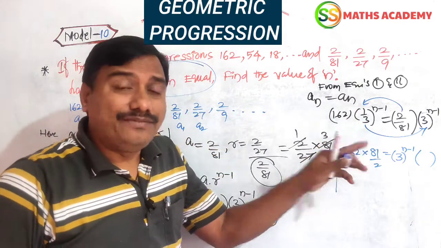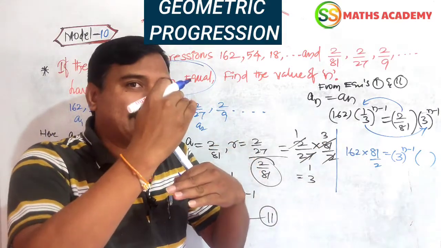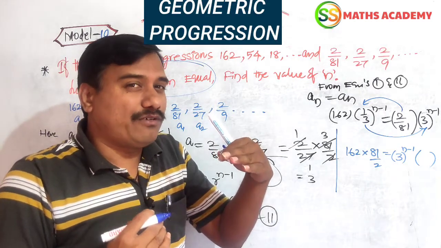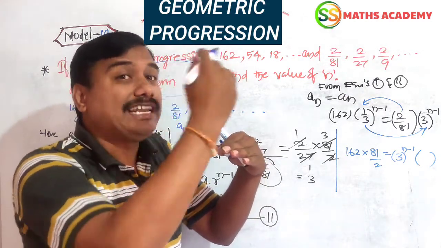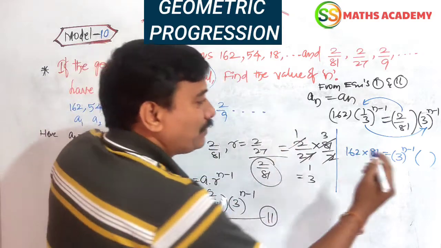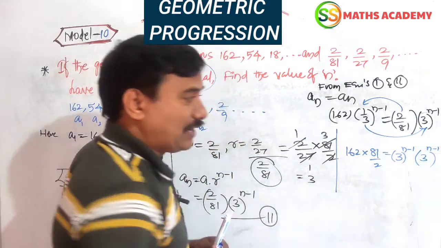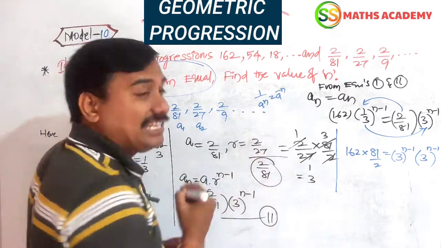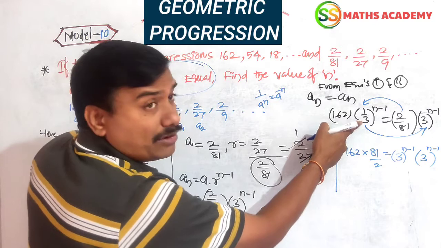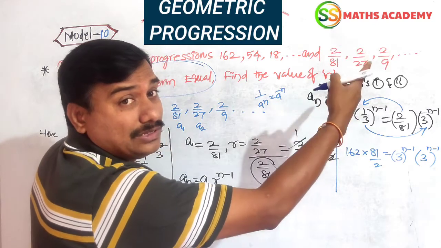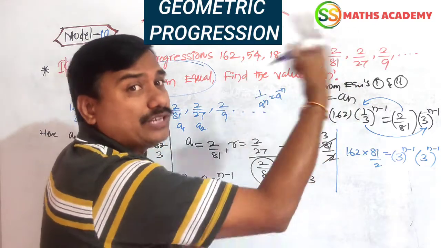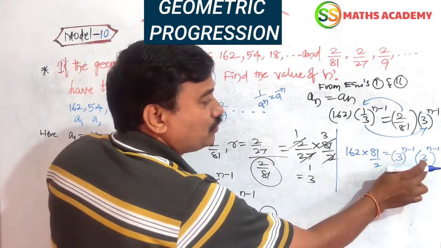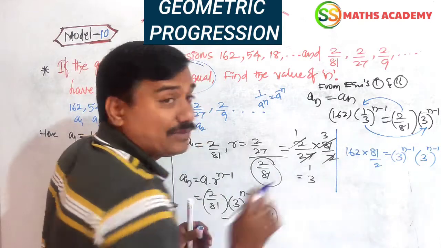Here 1 by 3 we can write as 3 to the power of minus 1. In exponent form, 1 by a power of n converts to a to the power of minus n. It multiplied with it becomes 3 to the power of n minus 1. This term 3 to the power of minus 1 becomes minus n plus 1. Transfer to the right side, the sign will be changed. Means 1 by 3 transferred to the right side becomes 3 to the power of n minus 1 only.